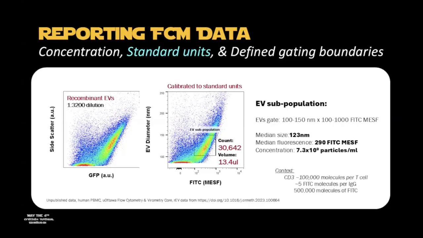So just to give you some context, I showed the CD3 T cells earlier. For T cells, you're expecting about 100,000 molecules of CD3. And if we assume that there are about 5 FITC molecules per IgG, that should be something around 500,000 molecules of FITC. So you truly do know that this is an EV population when its approximate fluorescence is equivalent to 290 FITC MESF. So it's definitely not a cell.